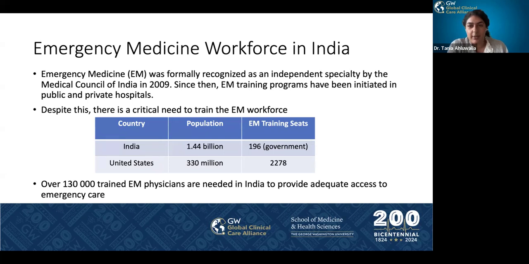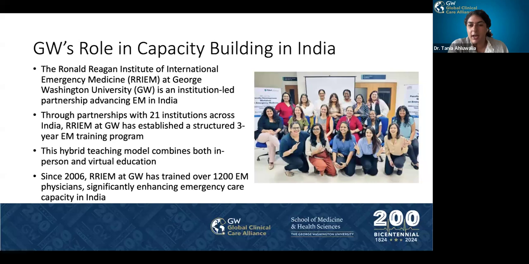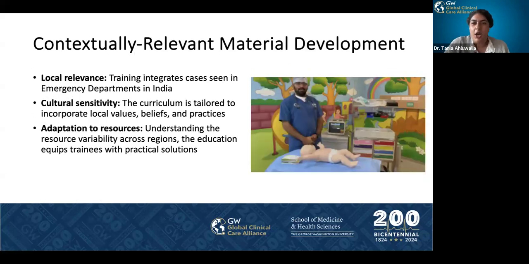During the COVID-19 pandemic, we transitioned from an in-person to virtual education, allowing flexibility and reach, and now we have a hybrid model combining both. The photo to the right is our faculty and recent graduates at a faculty development workshop in Delhi earlier this year. Next slide, please. Our training programs are designed to align with the realities of healthcare in India.